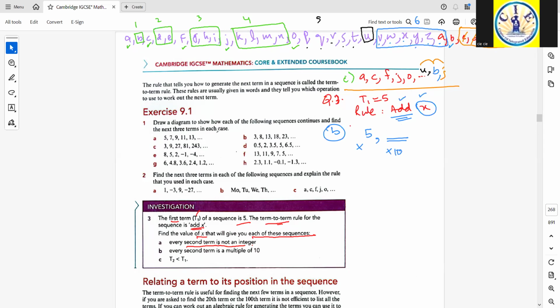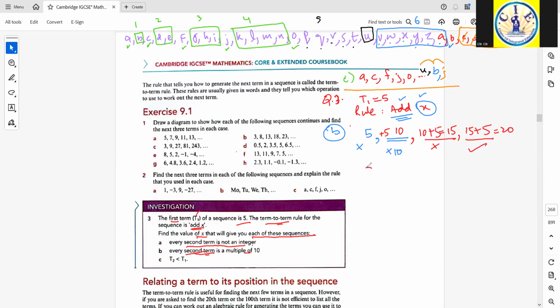If I add 5 to that to have 10, so that 10 is a multiple of 10. It was given in the question, every second term is a multiple of 10. That means the next term should not be a multiple of 10. So 10 plus 5, if the value of x is 5, that would give me 15. Now this is not a multiple of 10. Then after this 15, adding 5 once again, that would be 20. Yes, that is a multiple of 10, and so on.